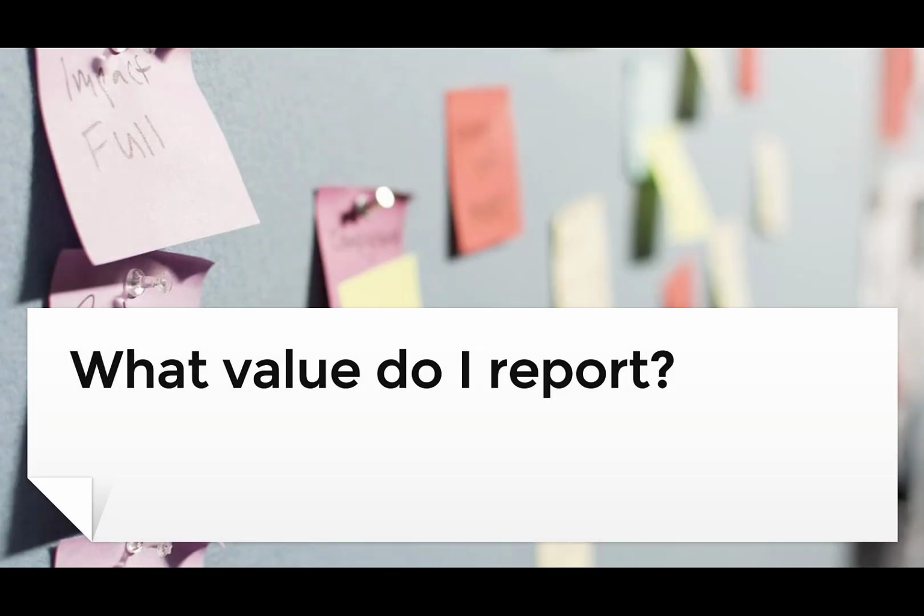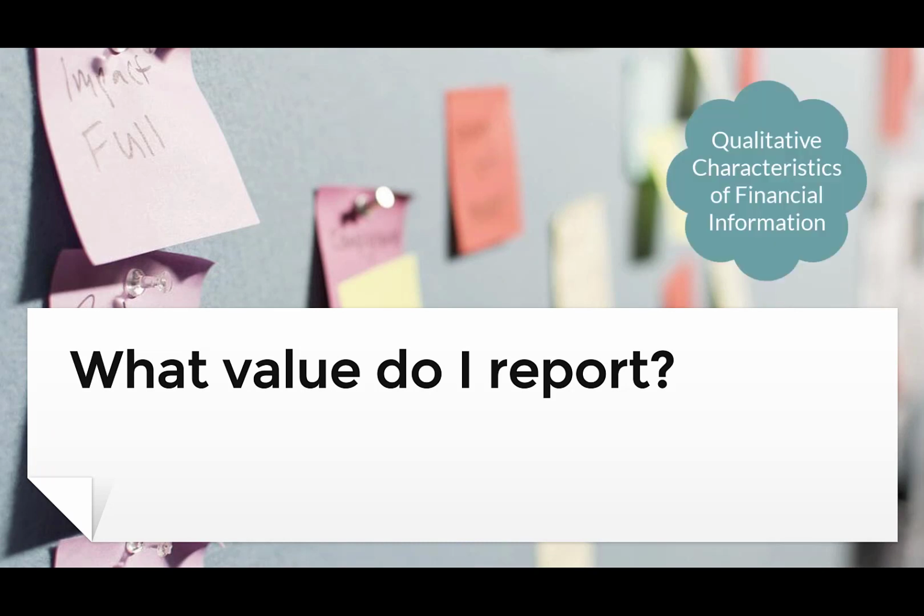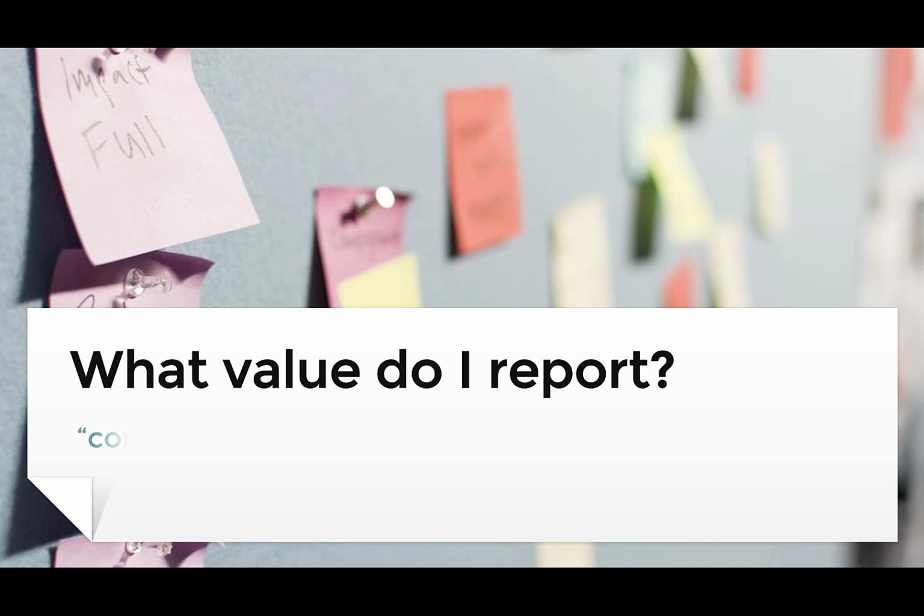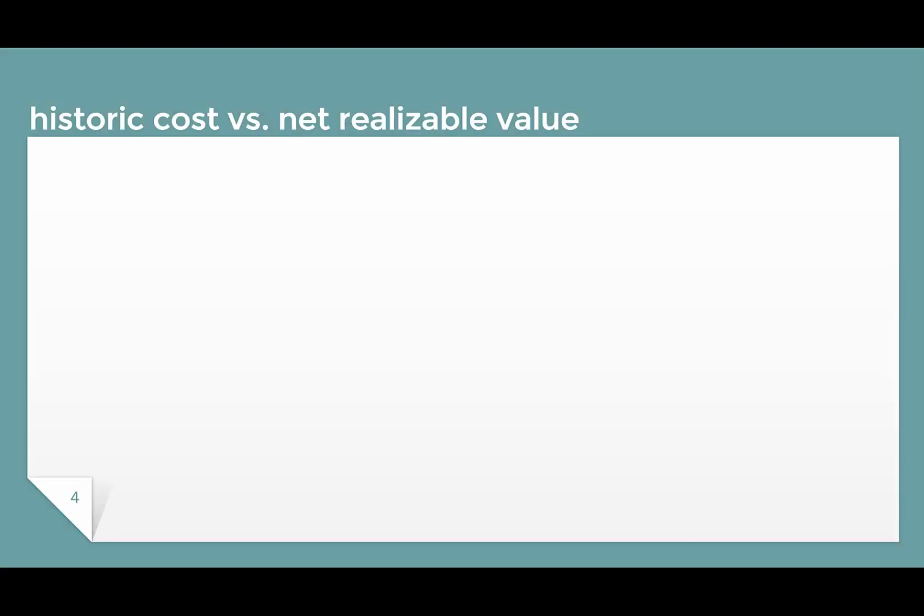Early in your accounting education, you likely heard about the qualitative characteristics of financial information. One of those characteristics is conservatism. Among other things, this principle says that when there is some uncertainty about a value within a company, the company needs to underestimate that value or take the lower of the two values. When it comes to reporting the value of a company's inventory, there can be some uncertainty.